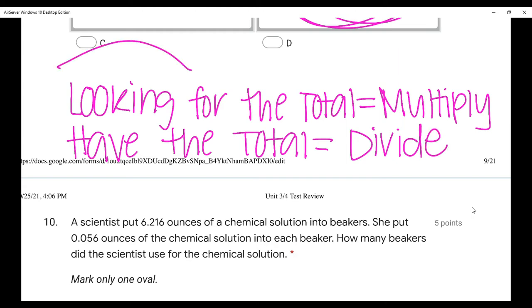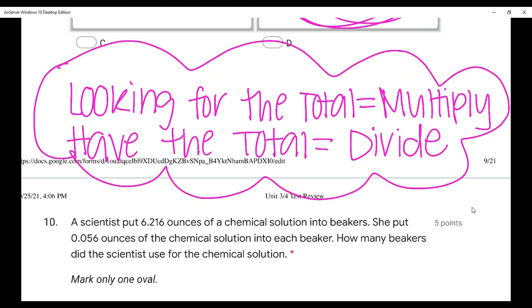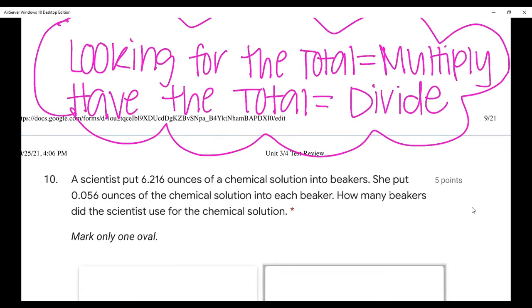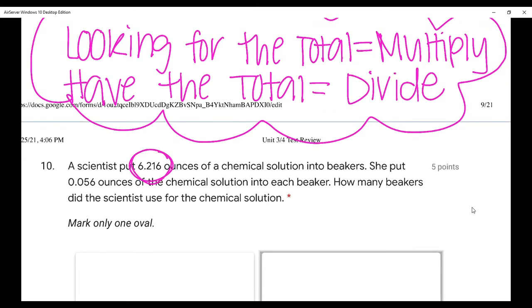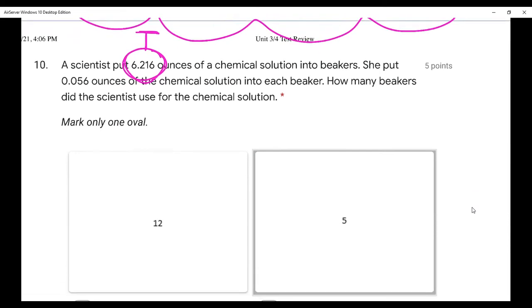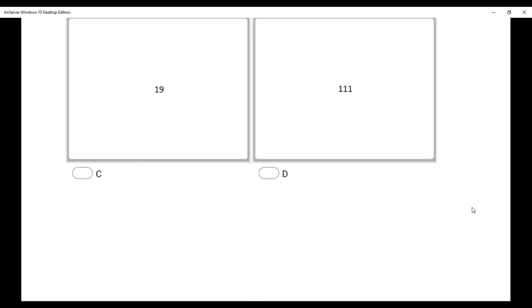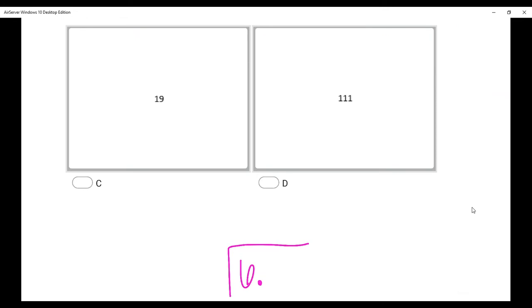Okay? This is what we're going to always come back to. So I've got 6 and 2/16 ounces. That's the total I have. So that's my total, which means I'm going to divide because I have the total. So I gotta give myself some space here. I'm going to divide 6.216. Okay, that's my total.